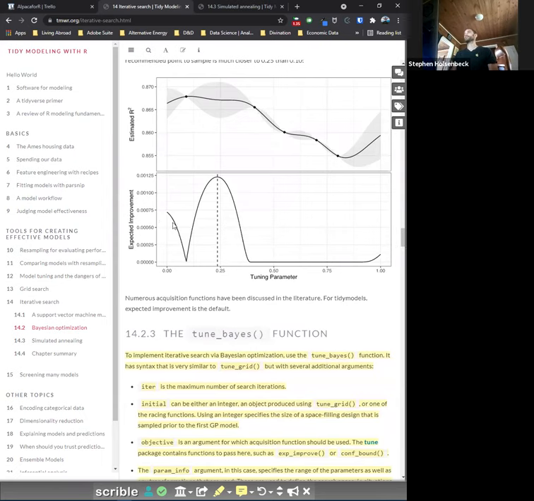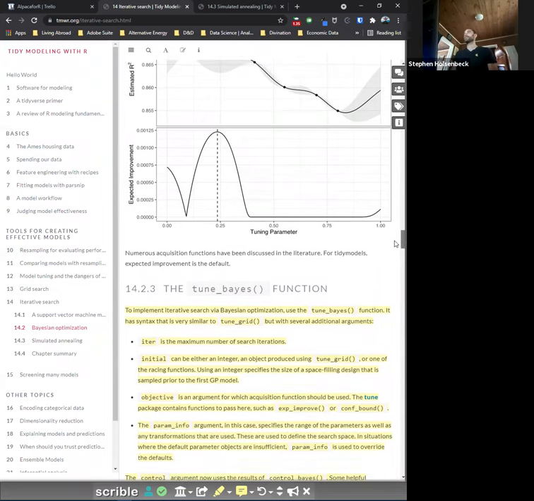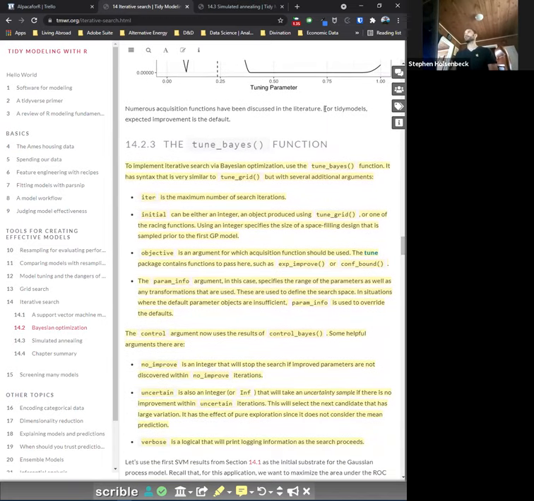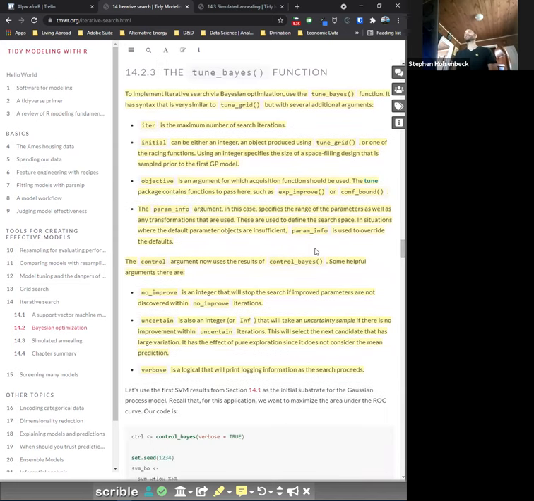So this shows the expected improvement graph here. Here's the 0.1, very low expected improvement, whereas 0.25 has very high expected improvement. So here it says expected improvement is the default. So the tune Bayes function, all the stuff you really need to know. To implement iterative search via Bayesian optimization, use tune Bayes. It has a syntax very similar to tune grid, but with several different arguments.